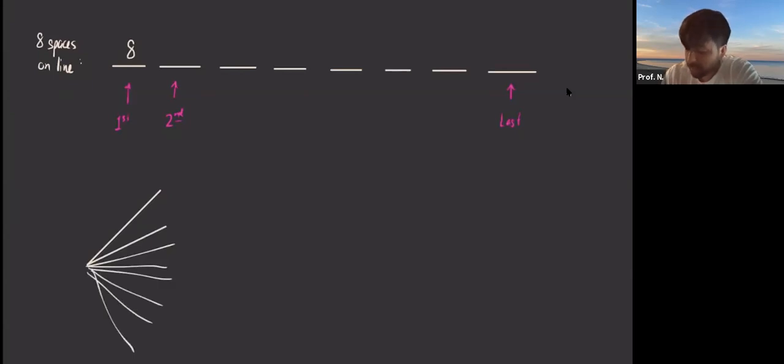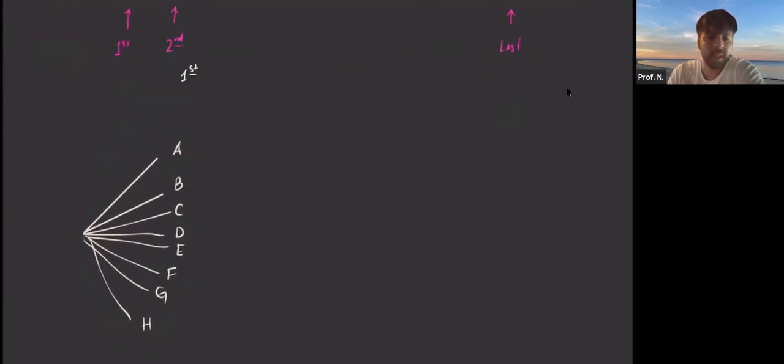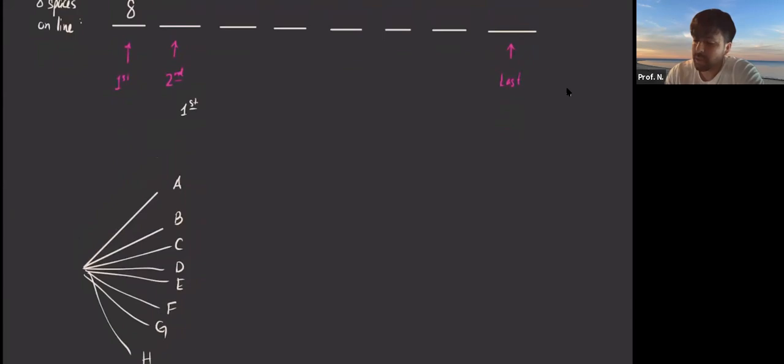So this is like for the first position, right? I can have choice A, B, C, D, E, F, G, H. Of course, I'm just using letters. Let's say these letters represent the initials of the first name of each person. Each person has a name from A through H, right? And this is the first position here.